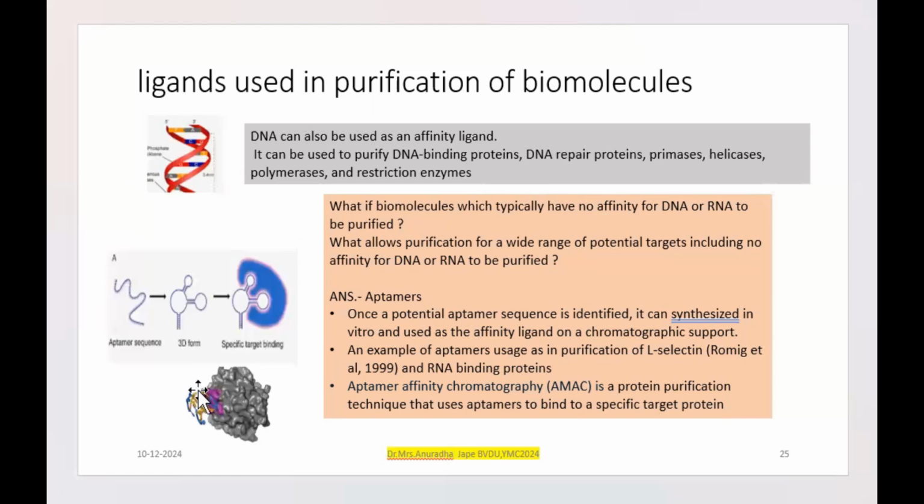So this lower diagram is showing you the small helical structure, right? The self-dimerizing structure that you are seeing is of DNA, which is the aptamer, and this is the biomolecule which interacts with it and gets purified through affinity chromatography. So aptamer affinity chromatography is one of the important variations, you can say, or advancements in affinity chromatography for protein purification, right?